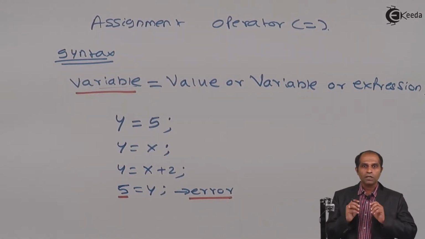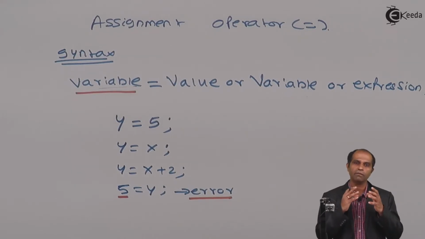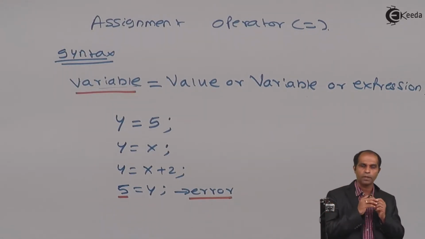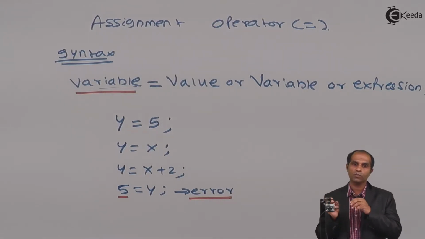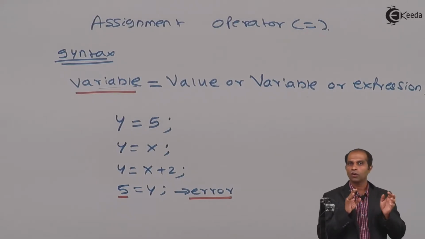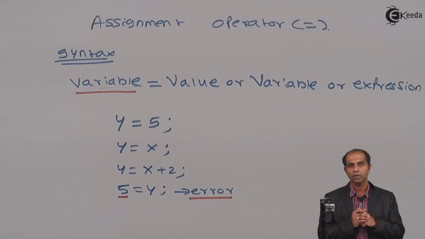Because constants require memory, and variables have that particular memory. When I ask that the variable value has to be copied, it has to be copied to something which has space already allocated. Constants are not allocated memory. Variables are the ones which are allocated memory. Remember that variables will have memory, constants will not have memory.